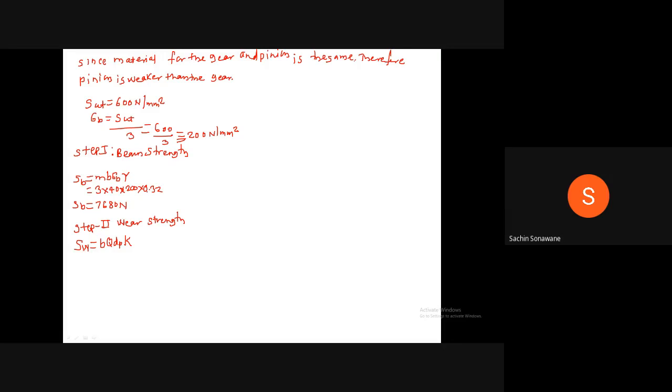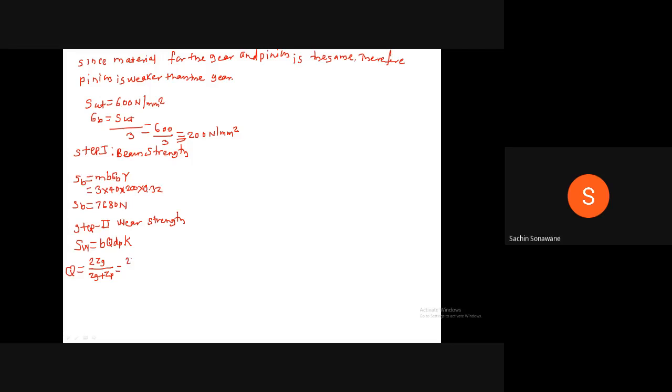Since it has not been given which type of gears are in contact, we have to consider external gears. Whatever gear and pinion are there, they have external teeth, so they are in contact externally. When two gears are in contact externally, Q is equal to 2 into ZG divided by ZG plus ZP.